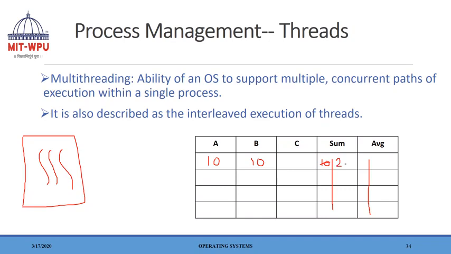So accordingly, n number of threads can be created in one application. So one process can have n number of threads. It is also described as the interleaved execution of the threads. Two threads' execution can be interleaved. Here two threads are created, one to perform summation of all the numbers and one to perform an average of these numbers. So this execution can be interleaved.